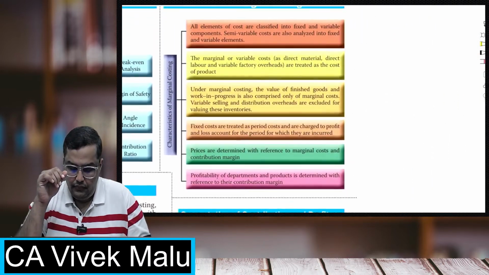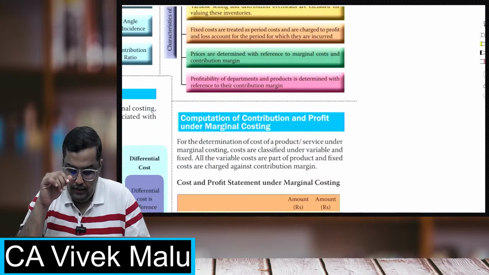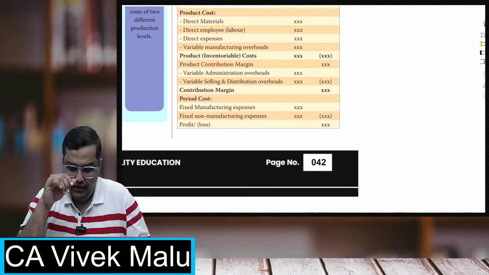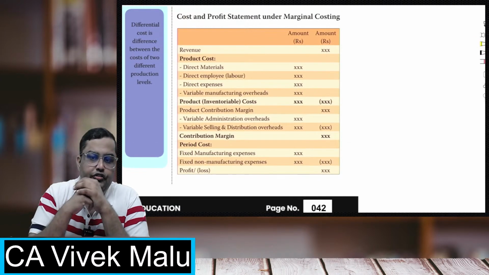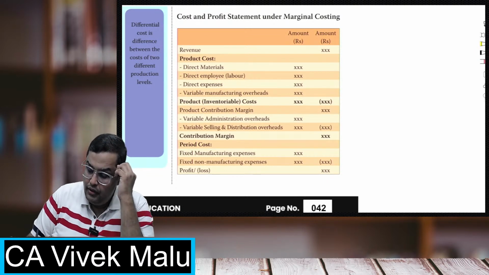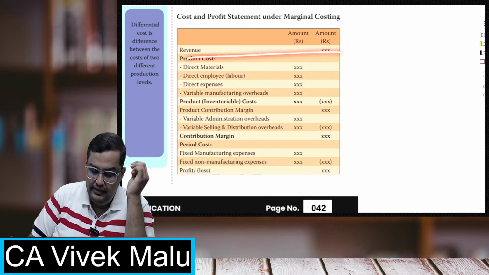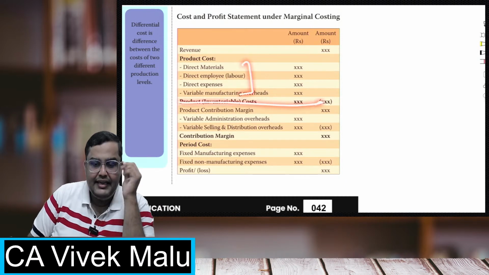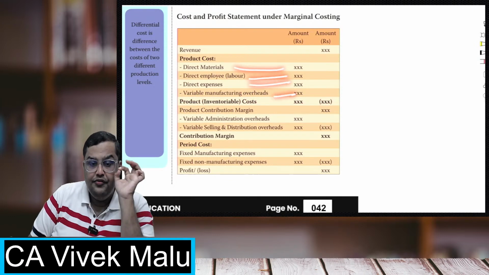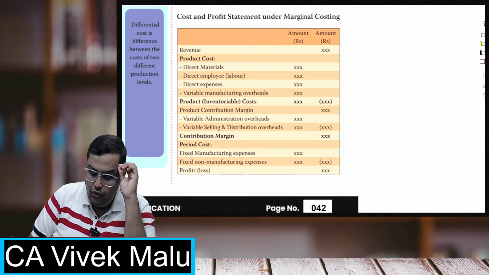Now see this. Under marginal costing, this is the cost and profit statement which is normally made. We take the entire revenue, which is the entire sales, less all the direct expenses: direct manufacturing expenses, direct material, direct labor, direct expenses, variable manufacturing overheads, only variable, not the fixed one. We get the product or inventoriable cost.